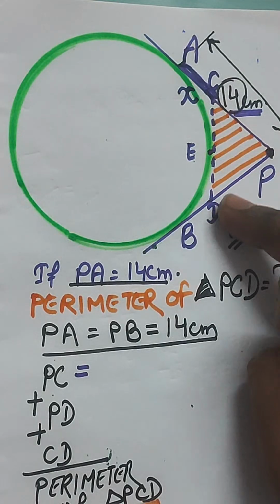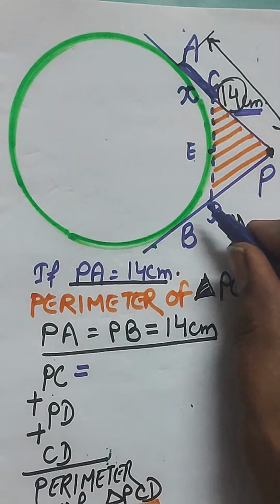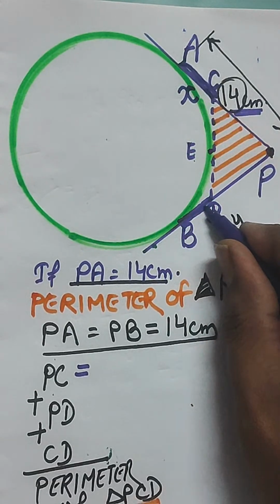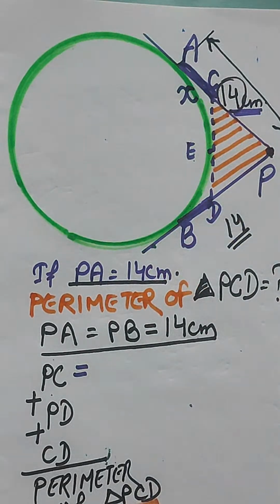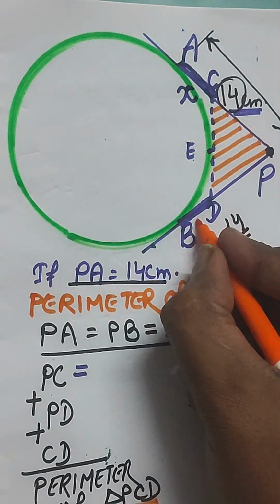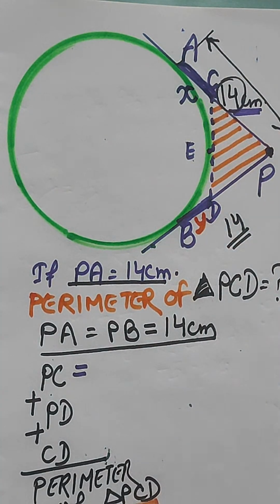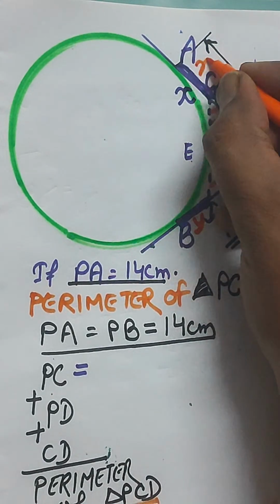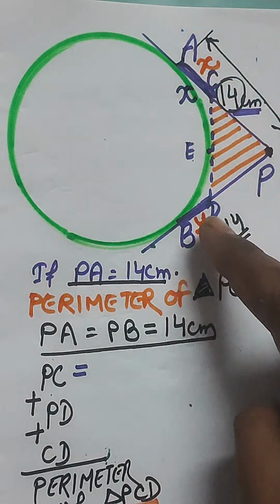So similarly, you can assume the length from B to D, this one, making it bold. Let us assume this length as equal to, let us say, y, right? So earlier CA we have assumed as x, right? I'm writing it again, and this as y.